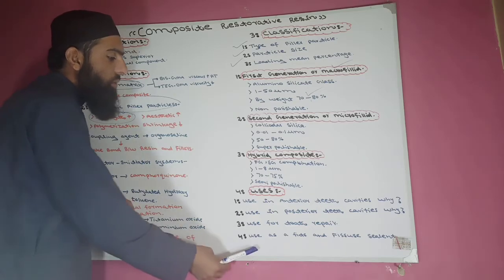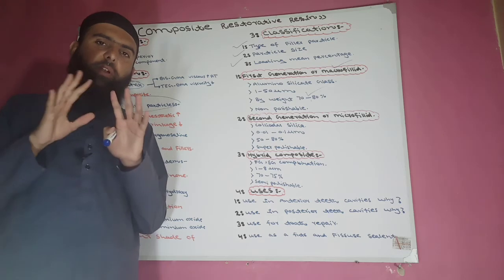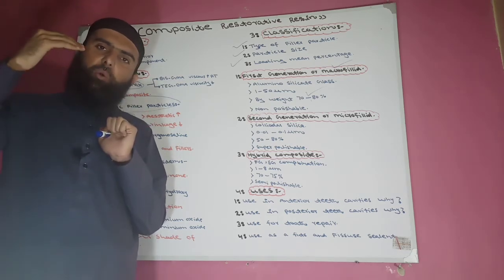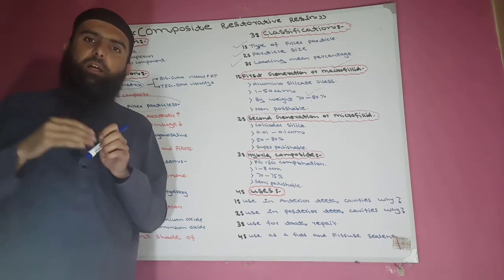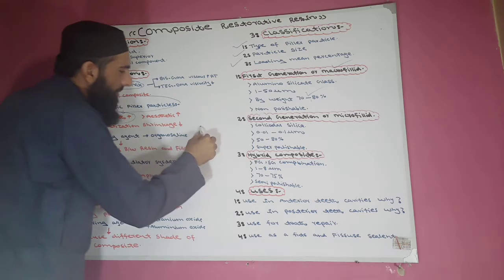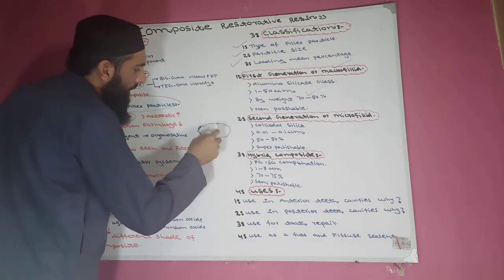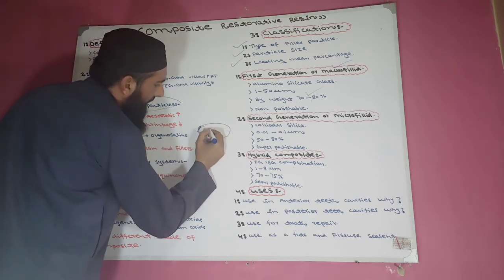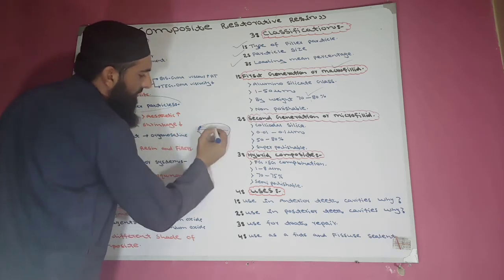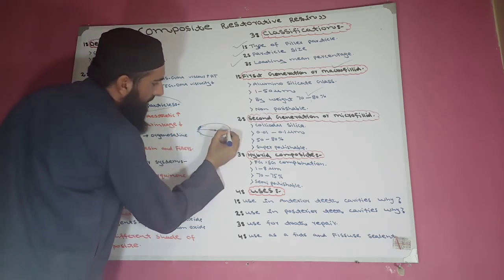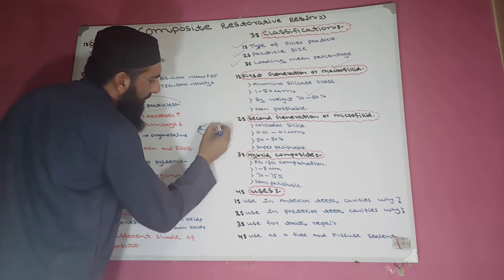The fourth use is as a pit and fissure sealant. In posterior teeth, there are pits and fissures. What is a pit? A localized depression is known as a pit. What is a fissure? A horizontal groove, like in the occlusal surface of the tooth. In the occlusal surface of the tooth, there is a horizontal groove. This is known as a fissure, and there is a localized depression. This is known as a pit. This is a pit, this is a fissure.